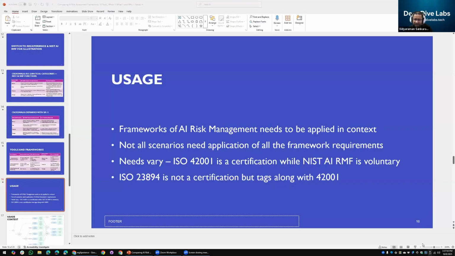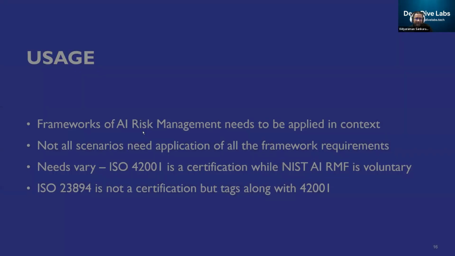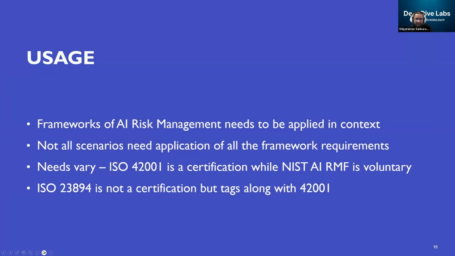Very specifically speaking then, within this context, we had the frameworks of AI risk management. They need to be applied in the context of the product or the scenario that you're delivering. And more importantly, even if you choose, let us say, the NIST AI RMF or ISO 42001 or the actual risk management, not all scenarios need application of all the requirements. It could simply be that only some of the requirements are actually applicable, and some of them are just not applicable based on the scenarios. So again, you need to focus on the specific context when you're applying any of these.